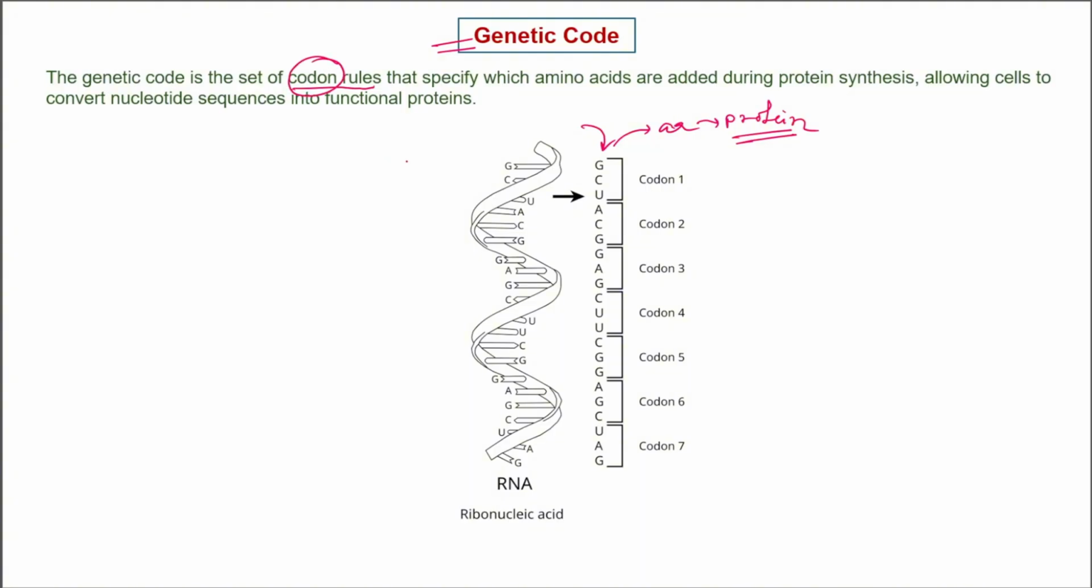A codon is a sequence of 3 nucleotides in mRNA. That means each codon is made of 3 nucleotide bases. So 3 nucleotides join together to form one codon, and each codon corresponds to one amino acid or gives a start or stop signal during protein synthesis.